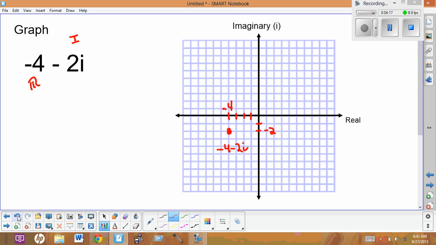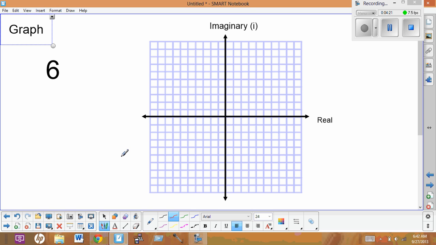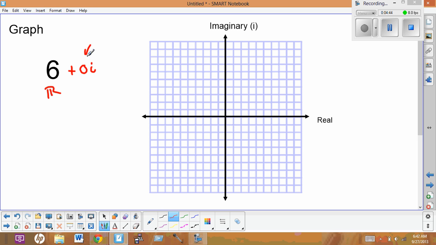Okay, we're going to have a couple special cases we want to look at in graphing complex numbers. What happens when our imaginary number is 0? So we're actually looking at a real number. So go ahead and label it with a real. See if I can make my R a little better this time. There's our real number. And remember that our imaginary part is 0. So a real number is actually a complex number. It's just the imaginary part is 0.